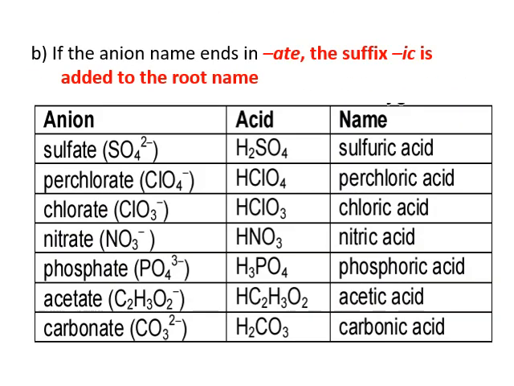If the anion ends with -ate, the suffix -ic is added to the root name. For example, sulfate will become sulfuric acid. Perchlorate will become perchloric acid. Chlorate will become chloric acid. Nitrate will become nitric acid, and then phosphate will become phosphoric acid. Acetate, acetic acid, and then carbonate will become carbonic acid.